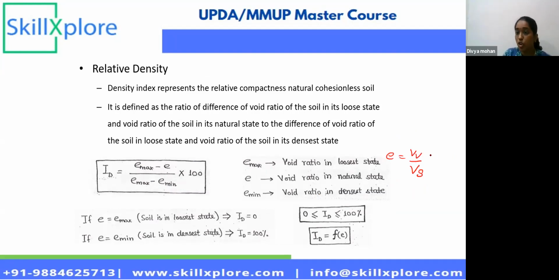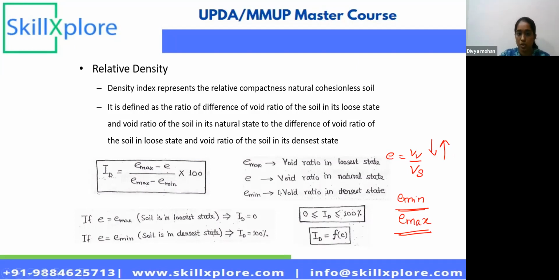So if we are compacting, Vv will be minimum, so at that time e will be minimum. If you are loosening a soil, Vv will be maximum, so it may give rise to e max. So this is the range they are taking, from e minimum to e max, the extreme limits. And by defining these extreme limits, they are locating the natural condition of a soil.